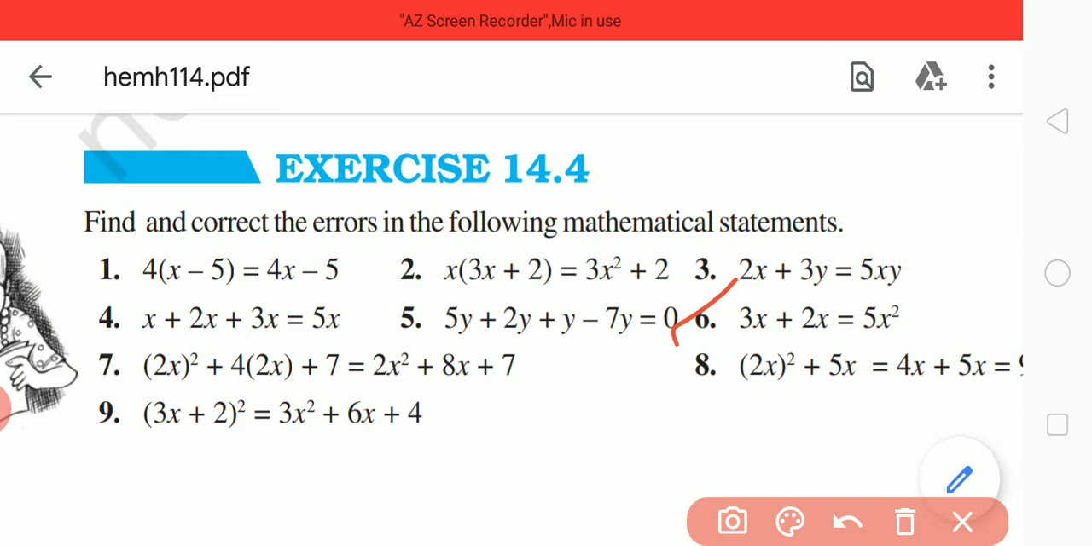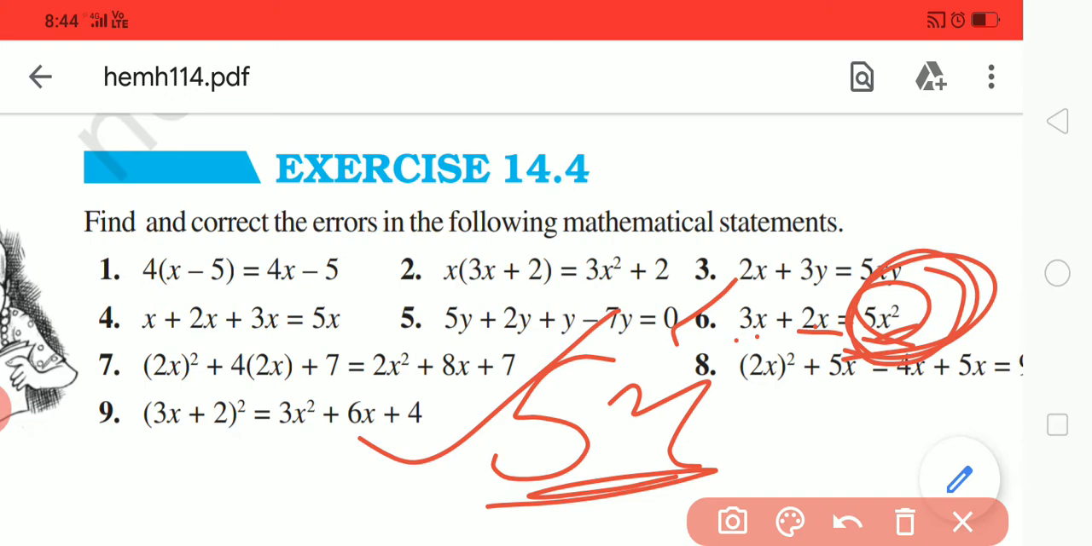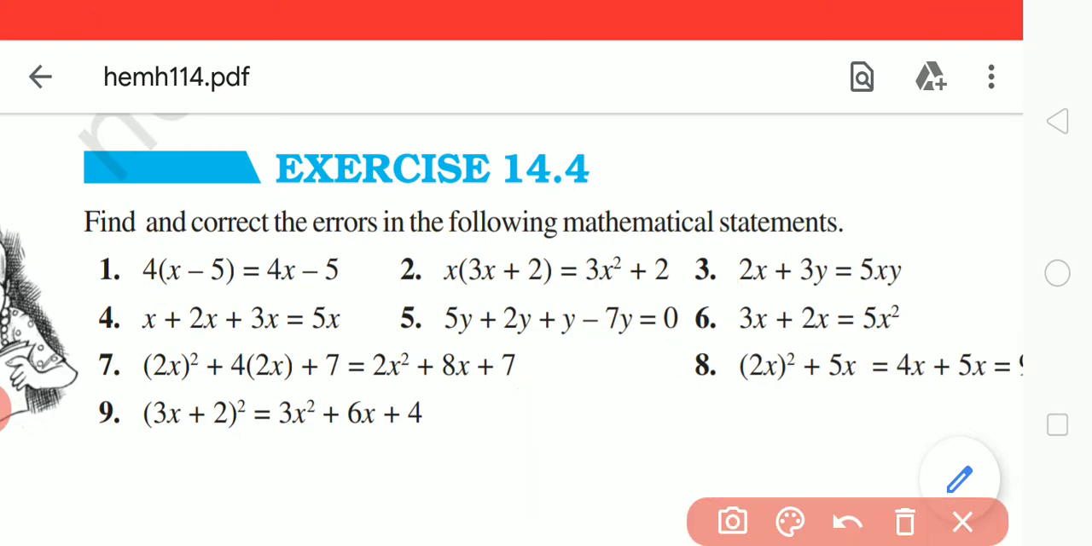3x plus 2x, we have been given 5x square. But what is given here? The student has multiplied the algebraic factor and added the coefficient. This is the wrong thing. This is wrong because 3x and 2x are both like terms, both having the same algebraic factor x. So they can be added, 3x plus 2x becomes 5x instead of 5x square. So this is the correct form and this is the error. Come to question number 7.